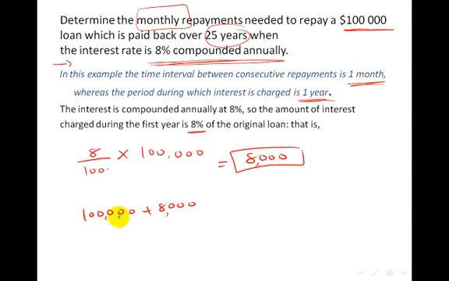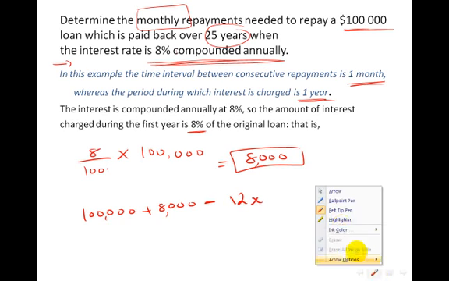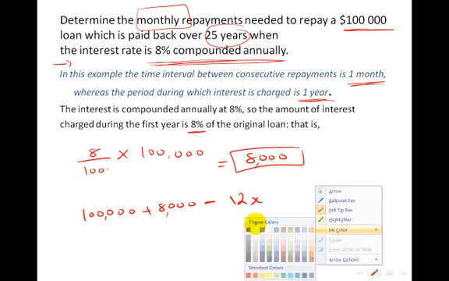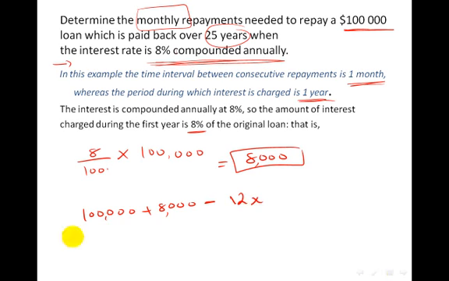So the 100,000 is your loan, the 8,000 is the interest, and you'll pay 12 payments. That means 12 times X payment. By the way, the question is asking me how much I'm going to pay monthly. Since I don't know how much I'm going to pay monthly, let's call it X. So 100,000 plus 8,000 minus 12X.